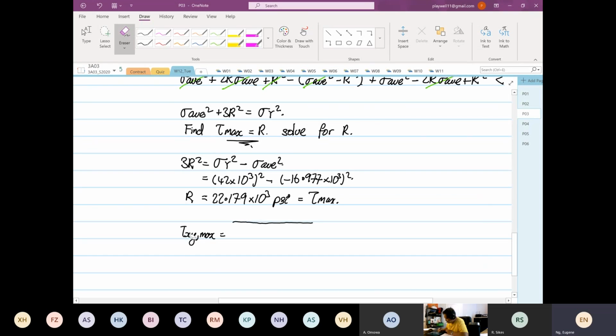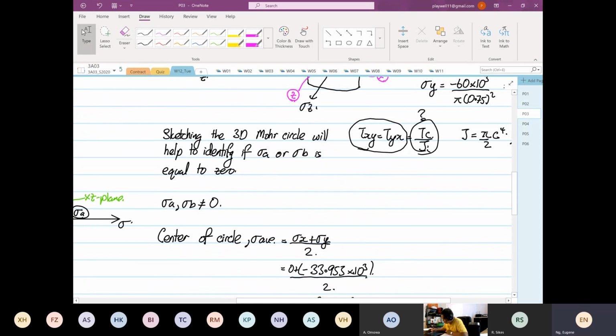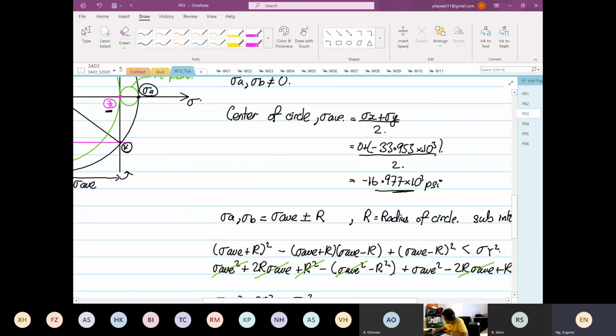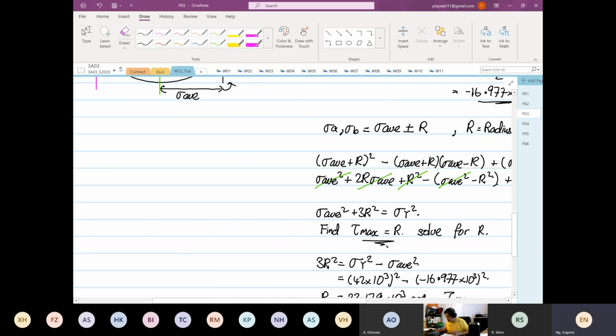Okay, I think I'm skipping too many steps down here. So how to relate this expression? I do apologize, I should not skip so much. Shear xy to tau max. Okay, so now we go back to our Mohr circle. We go back to our Mohr circle now.